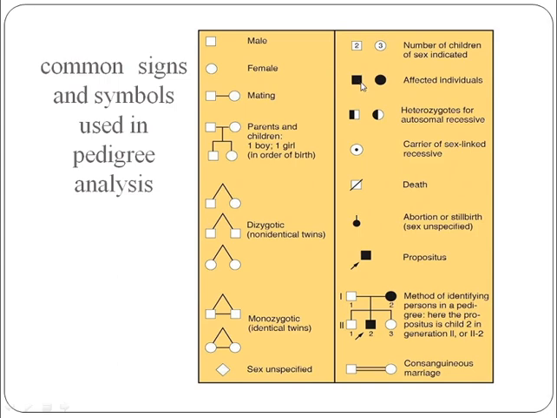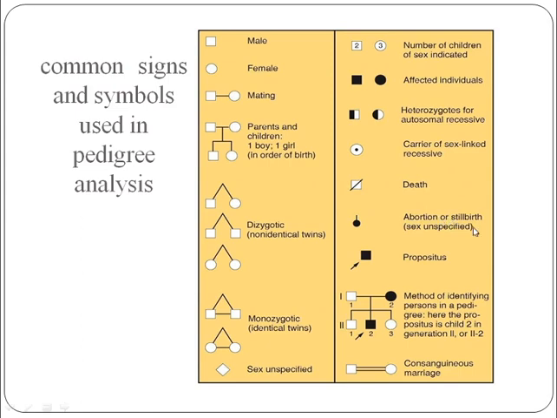Then we denote the heterozygotes for any autosomal recessive disease by half shading the square and the circle, right? Coloring half of the symbol black, we can denote the heterozygotes. Then a carrier of any sex-linked recessive disease can be denoted by a black dot in the middle of the symbol. Then death can be denoted by putting a horizontal line along the square or circle.